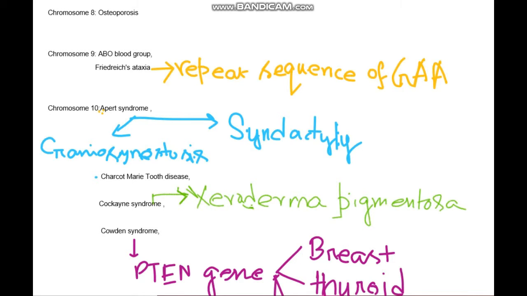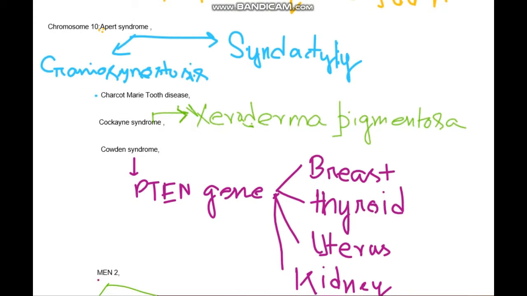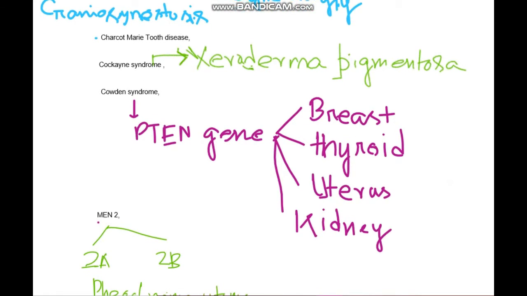Charcot-Marie-Tooth, and this is Cockayne syndrome. In Cockayne syndrome we can see xeroderma pigmentosa. And Cowden syndrome, there is a problem with the PTEN gene. The PTEN gene is responsible for breast cancer, thyroid cancer, uterine cancer, and kidney cancer.